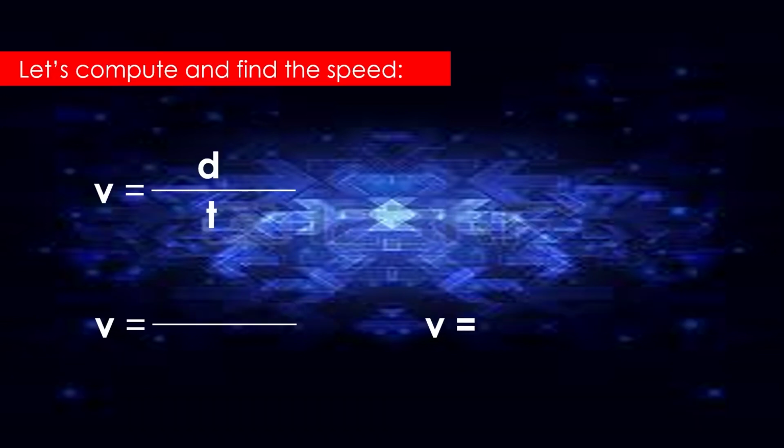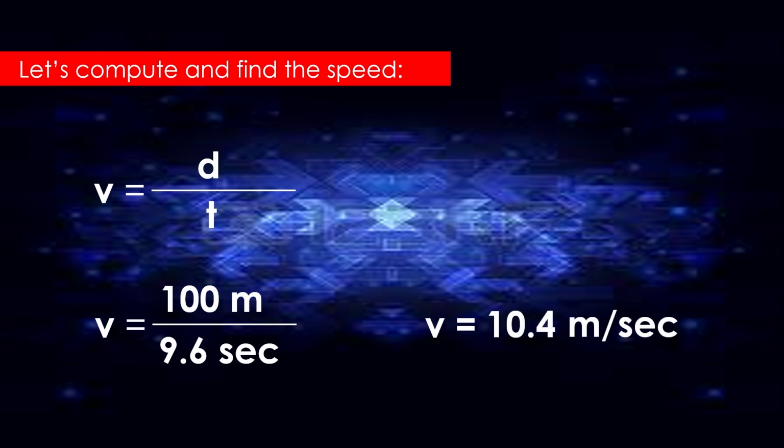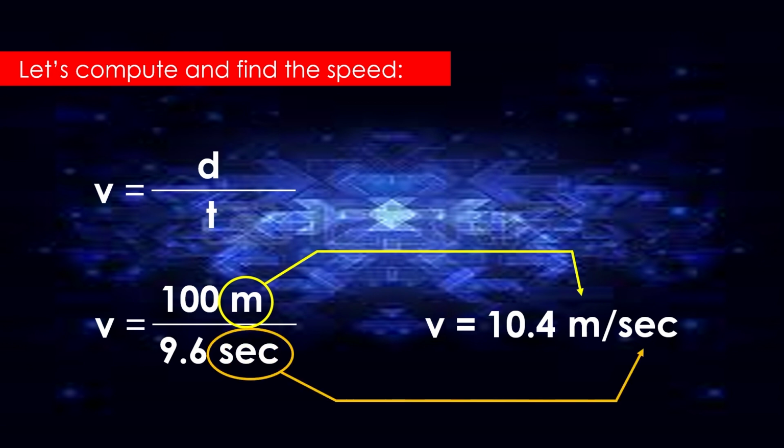Now let's compute. Speed V equals D, distance, divided by T, time. We replace D with 100 meters, or 100 m. We replace T with 9.6 seconds, or 9.6 sec. After dividing, the answer is 10.4 meter per second. The first letter is for the unit used with the distance. The next is for the unit used with the time.